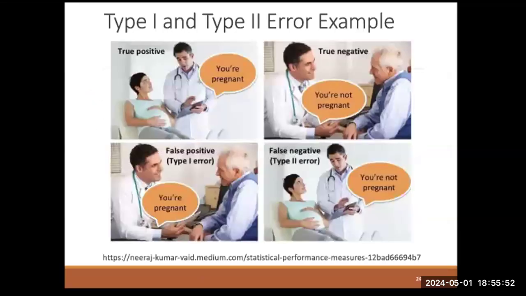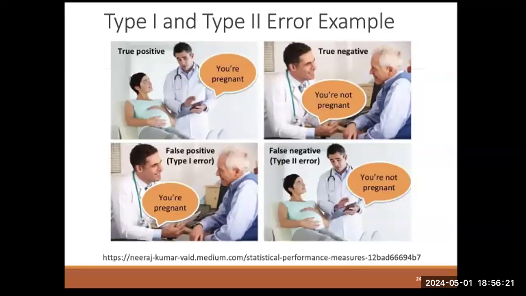So here's a fun slide that kind of summarizes type 1 and type 2 error. A true positive is a doctor telling a pregnant woman she's pregnant. A true negative is telling a man he's not pregnant, right? A type 1 error would be a false positive. That is telling a man that he's pregnant. That's a false positive. And then a type 2 error, right, is telling a pregnant woman she's not pregnant.